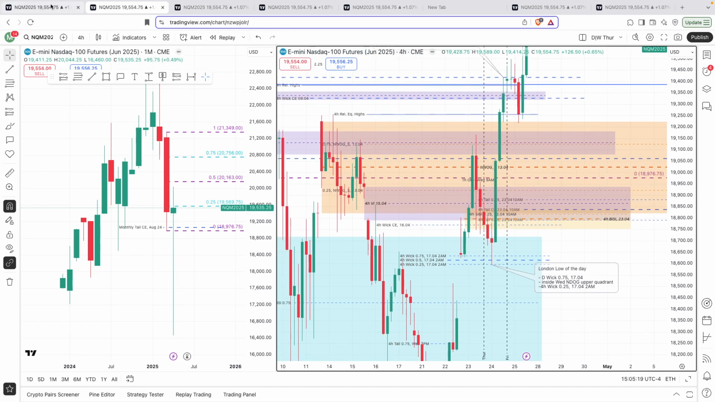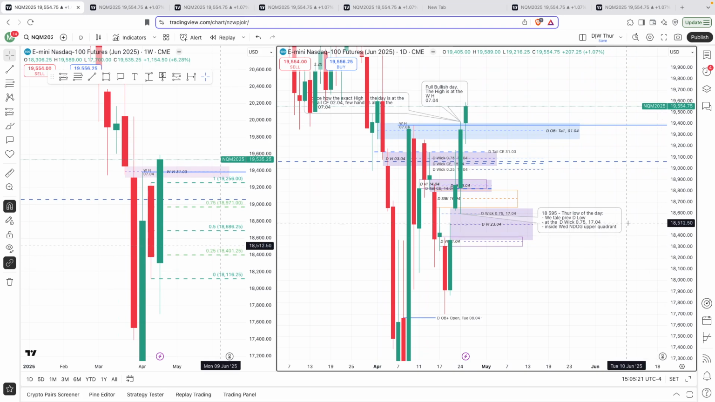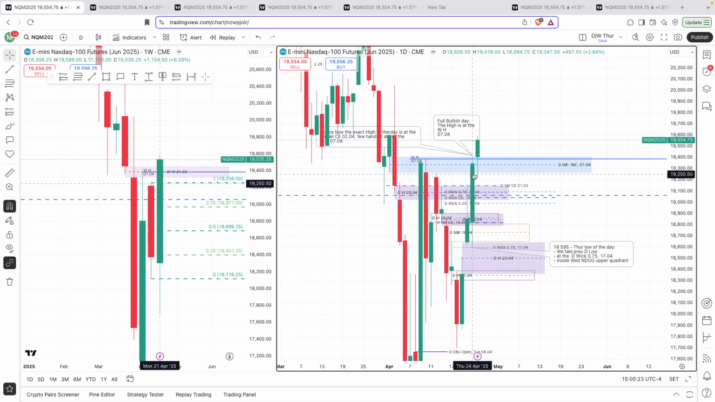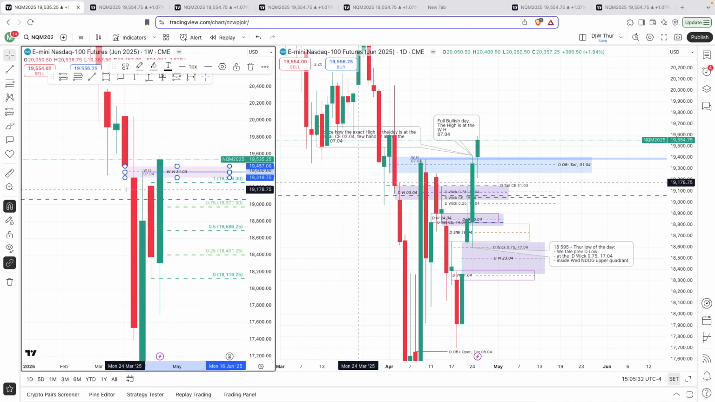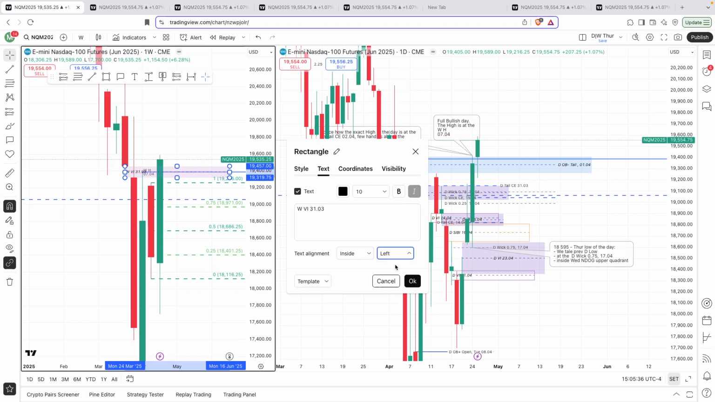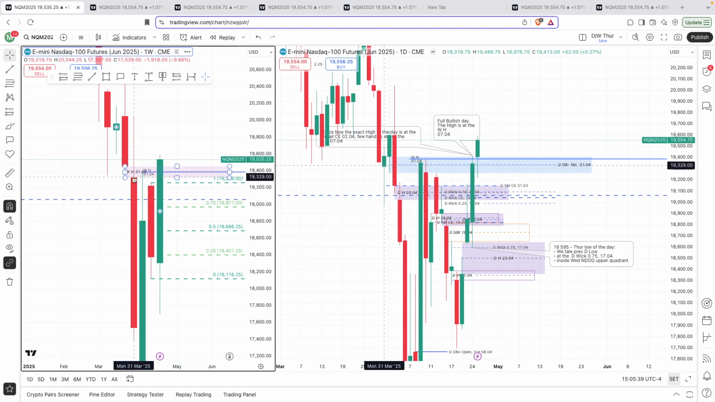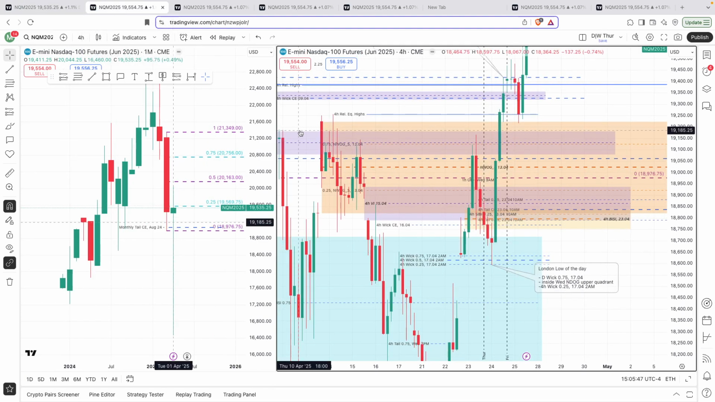And if we look on the daily, we see how the high of the day was taking this weekly high over here and just wicking above this volume imbalance on the weekly. This is from a few weeks before, from 31st of March. And this was a really nice move into the close over here. We're going to look at it soon.